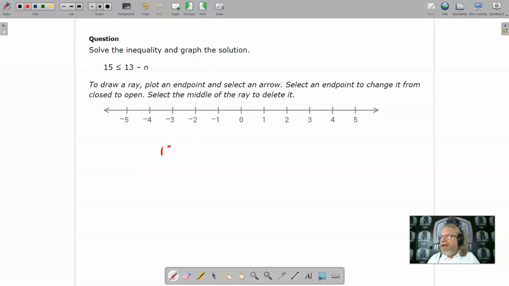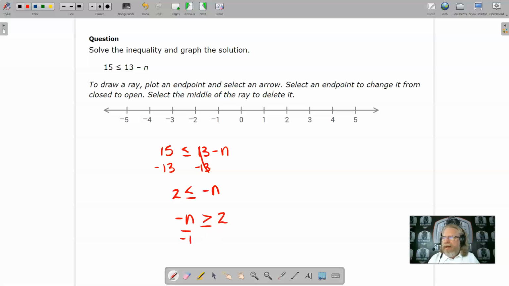Here we have 15 is less than or equal to 13 minus n. Let's go ahead and subtract the 13 to get rid of the 13. What we do to one side, we're going to do to the other. And we'll leave our sign there for now. 13 is going to cancel, leaving me with negative n. And 15 minus 13 is 2. Let's go ahead and switch their sides. Let's put negative n on the left and 2 on the right. But by doing so, we have to switch the sign.